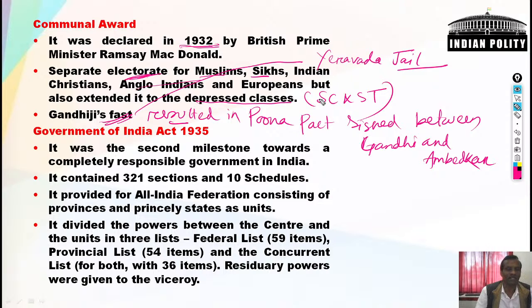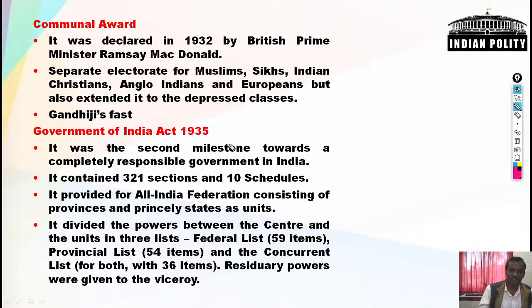Then the Government of India Act 1935. The recommendation of the Simon Commission provided the base for the Government of India Act 1935. The Viceroy was Lord Willingdon. It was a milestone. It has 321 sections. Sections mean articles, we call them articles now. And 10 schedules, and we now have 12 schedules. So it is a major act.